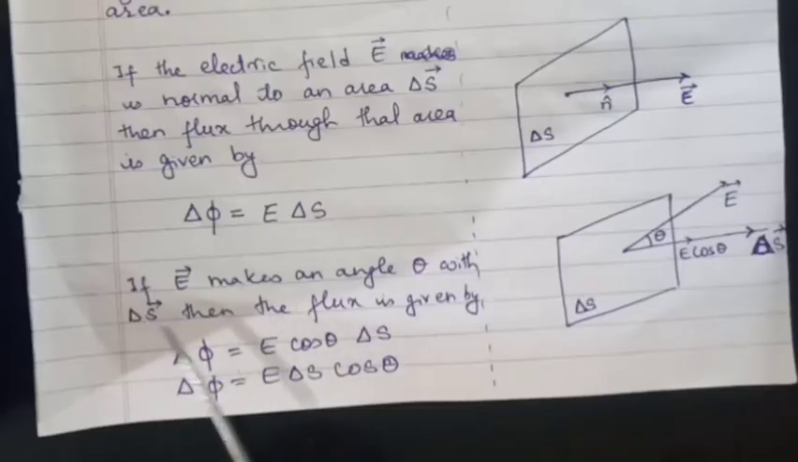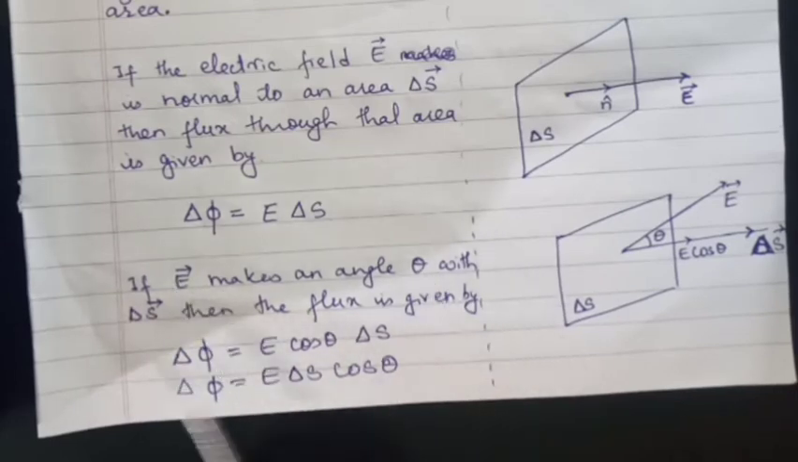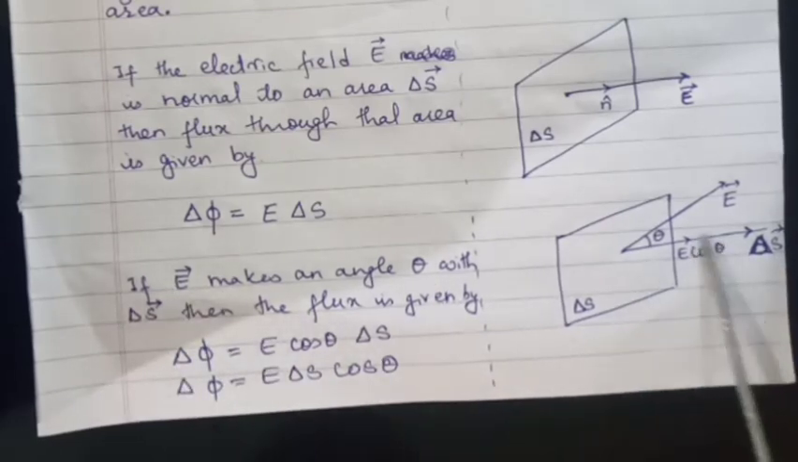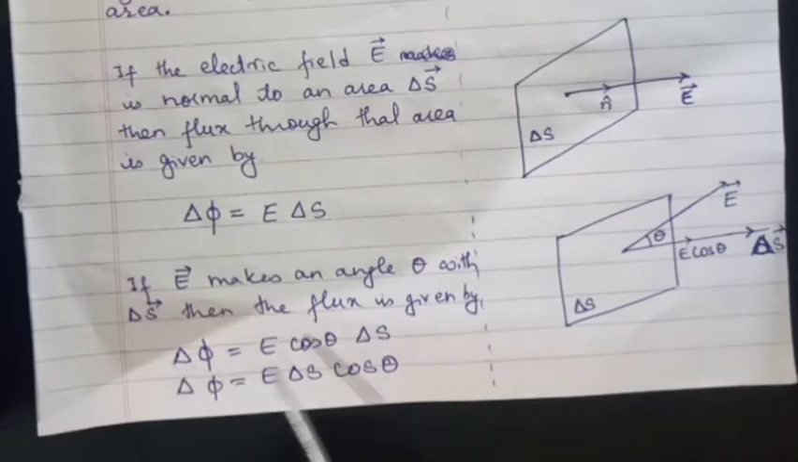So now out here you can see if E makes angle theta with delta S, we take E cos theta. Our flux will be, instead of E, I'll write E cos theta, because E has to be normal to the surface.